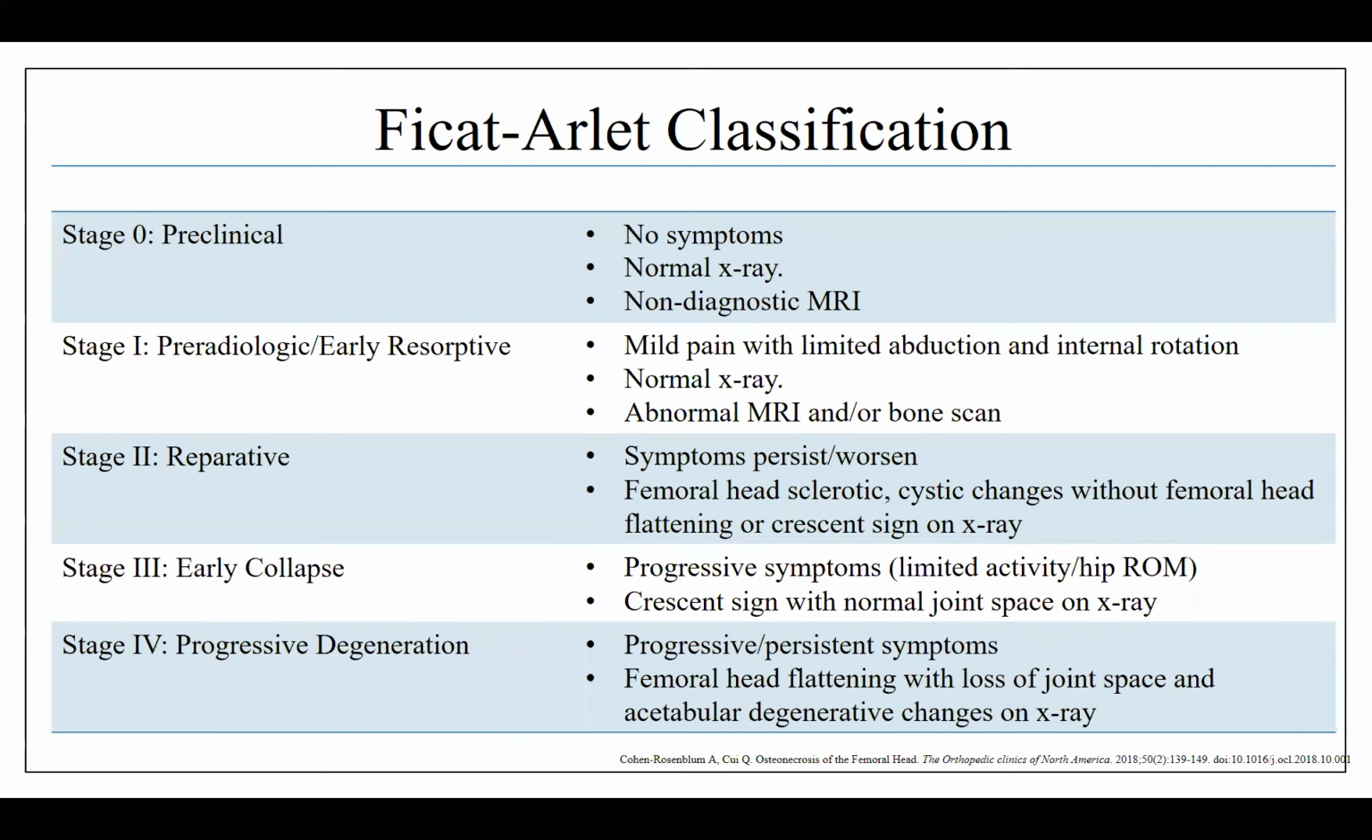You have femoral head changes that are present, but there is no femoral head flattening or crescent sign present on the x-rays. Stage 3 is where the symptoms progress even further, and you now have a crescent sign present, but there is normal joint space. In stage 4, the symptoms progress even further, and the patients are in severe pain. And now we can see femoral head flattening with the loss of the joint space and acetabular and degenerative changes on the x-ray.